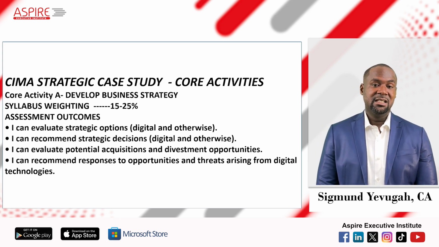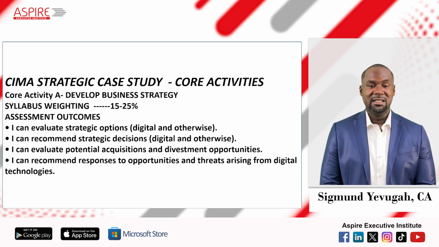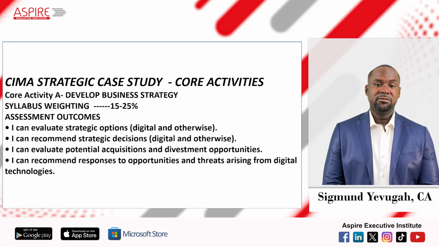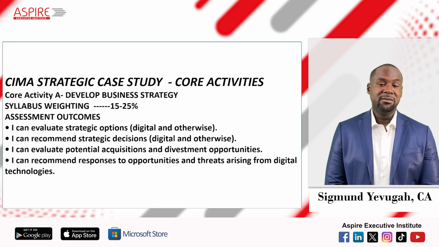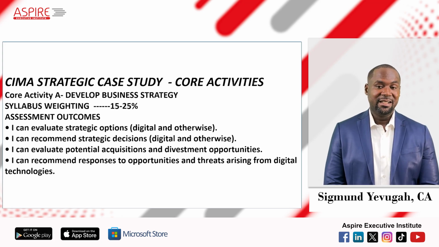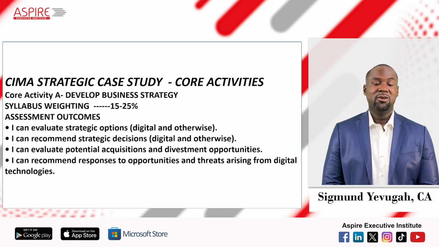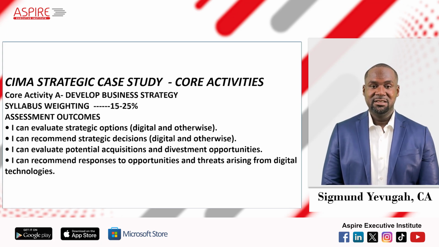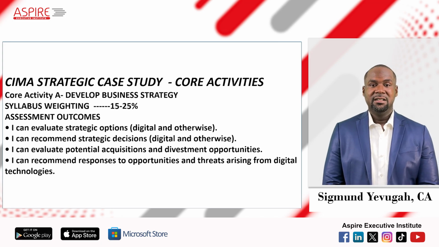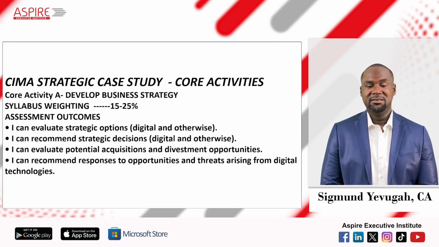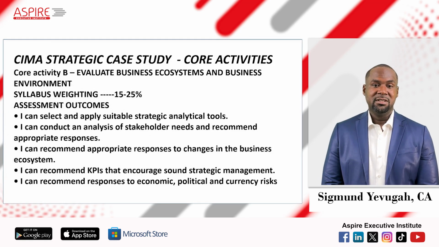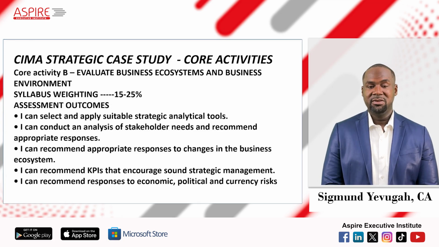When it comes to activity A, these are the learning outcomes and these are the knowledge that we assess: you being able to evaluate strategic options, you being able to recommend strategic decisions, you being able to evaluate potential acquisition and divestment opportunities, and you being able to recommend responses to opportunities and threats that could arise from digital technologies. So that is for core activity A. Then we look at activity B, where we have to evaluate business ecosystems as well as business environment. So the weighting is also between 15 to 25 marks.